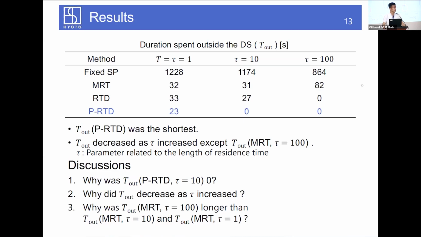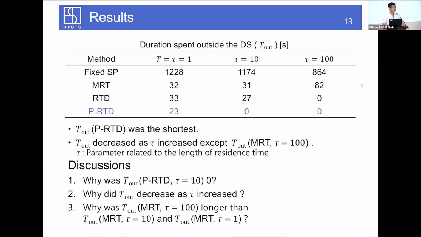First, we consider the reason why the T out is 0 for PRTD method at T equals 10. This is a comparison of CMA2 between RTD and PRTD methods at T equals 10. This figure shows the path of CMA2 change abruptly, e.g. around 1800 seconds. The path denoted by a red circle shows a variation such that CMA2 decreases and then increases abruptly, indicating a horn-like shape.